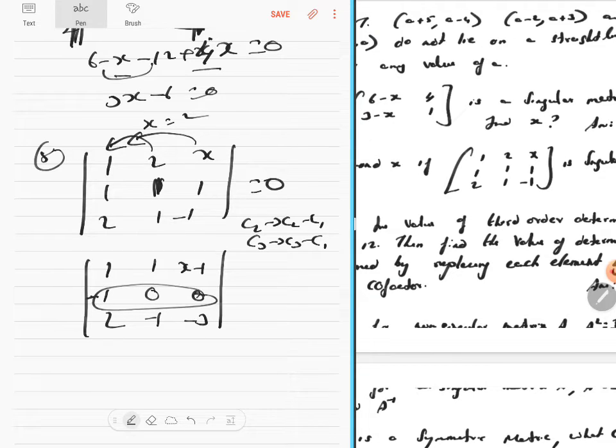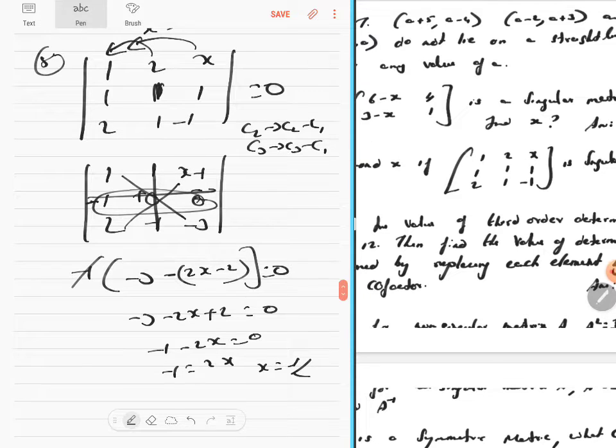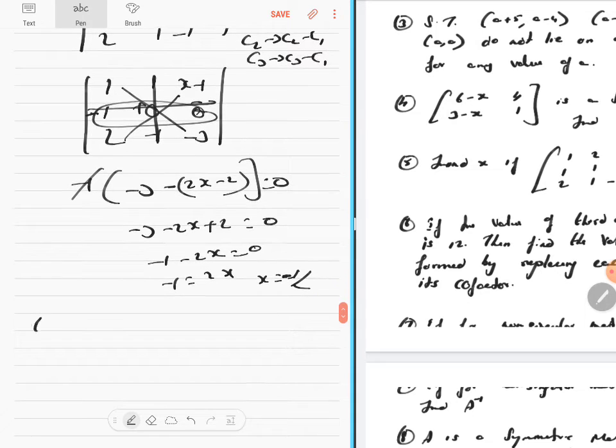I know this is to be minus, plus and minus. So minus 1 into top to bottom, which is minus 3, minus bottom to top, which is 2x minus 2 within bracket. So then this is equal to 0. So minus 3 minus 2x plus 2 is equal to 0, because this minus 1 goes away. This is minus 1 minus 2x is equal to 0. Minus 1 is equal to 2x, x is equal to minus 1 by 2. Oh, I didn't write the answer. So this is the answer you should have got. Just check out if I made any mistake. That's the way I would do it. Okay, so let's go to the 6th question.